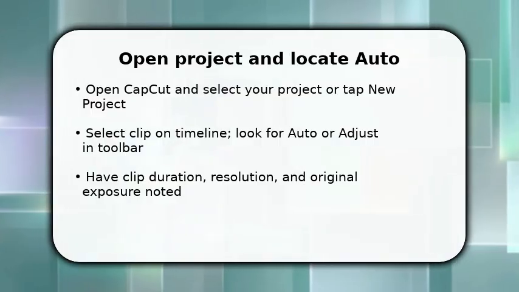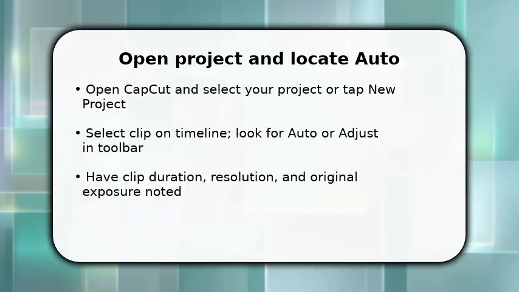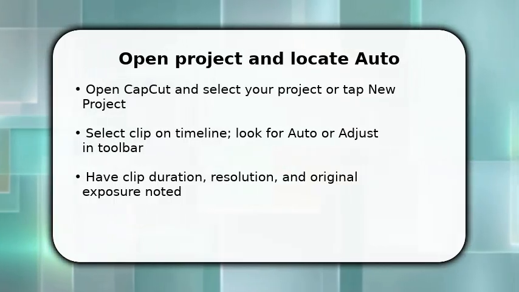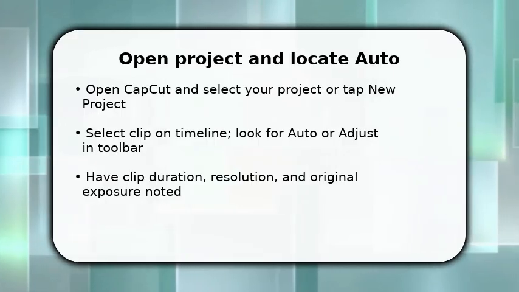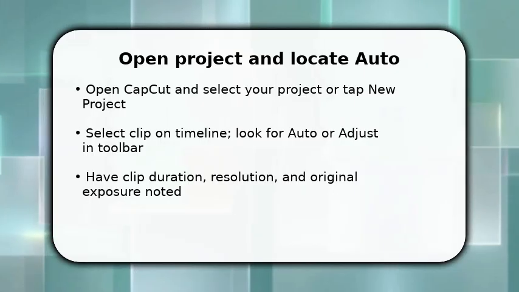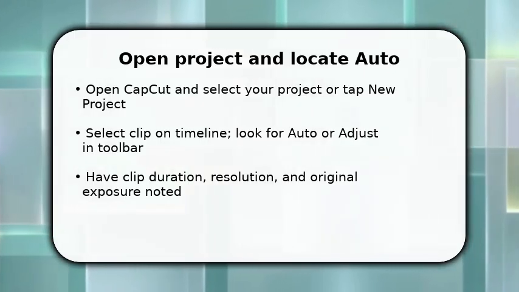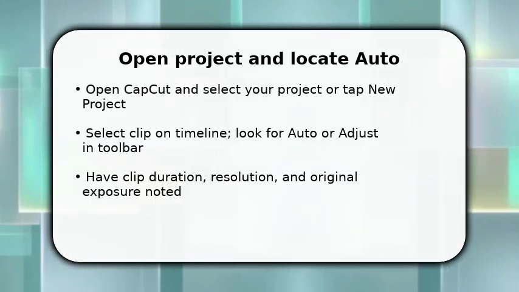You start by opening CapCut and loading the clip you want to fix. Tap the clip on the timeline so tools appear. Once selected, find Auto, Adjust, or Enhance in the toolbar. You need the clip active because Auto only shows when a layer is selected. Make sure you note current exposure and color shifts so you can compare after changes. Once done, you're ready to disable automatic corrections and switch to manual controls for precise results.